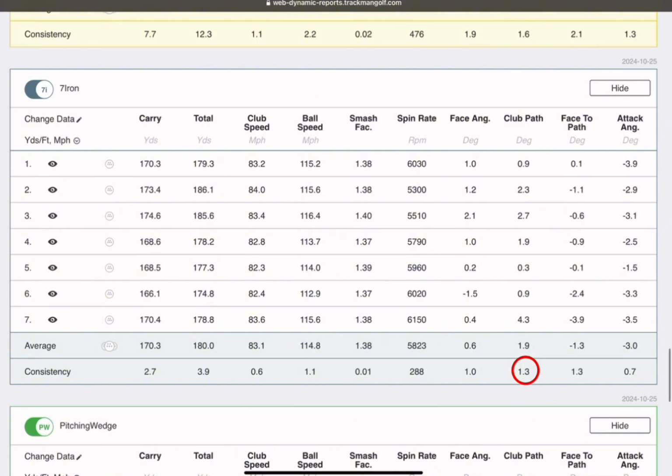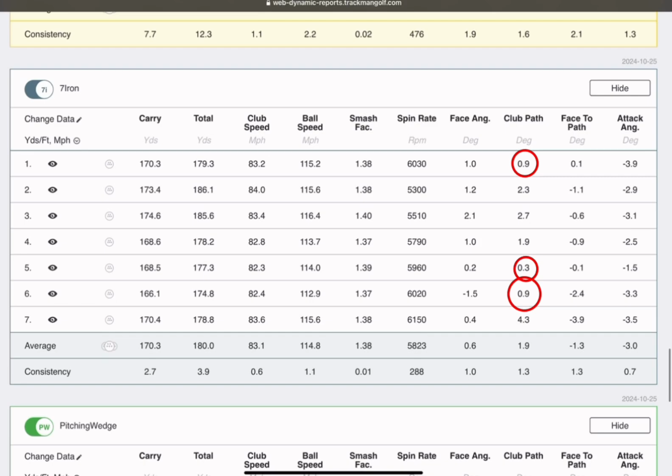So you can see here, if you look at your consistency number over here for club speed, your average is 83.1 miles an hour, but your variance is 0.6 of a mile an hour, which means your speed is very, very consistent. I really want to see that club path variance be less than a degree. That's always my goal, less than a degree, because that means you've got really good control over your club path. Now, if we just point out the ones that I don't like, it's these ones, where it's a 0.9, 0.3, 0.9. It basically just doesn't give you enough margin for error to fade the ball back.